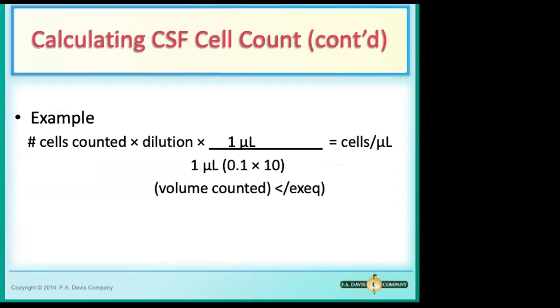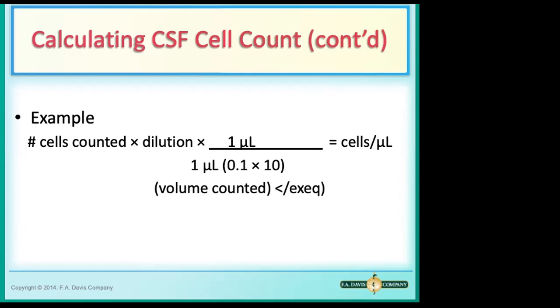Here's an example of a formula: the number of cells counted times the dilution times 1 microliter over 1 times 0.1 times 10, which is the volume counted, and that should give you the number of cells per microliter of blood. So you want to make sure that you report them per microliter of blood. Again, I did say that you can use it in both diluted and undiluted.